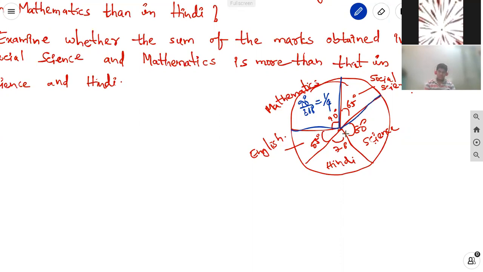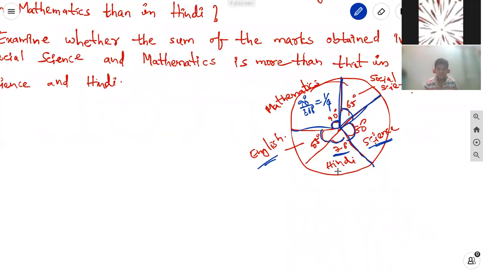Here the central angles are 65 degrees, 80 degrees, 70 degrees, 55 degrees. The 90 degrees part of the pie chart is securing mathematics marks. 65 degrees part is securing social science marks. 80 degrees part is securing the science marks. 55 degrees securing the English marks. 70 degrees securing the Hindi marks.